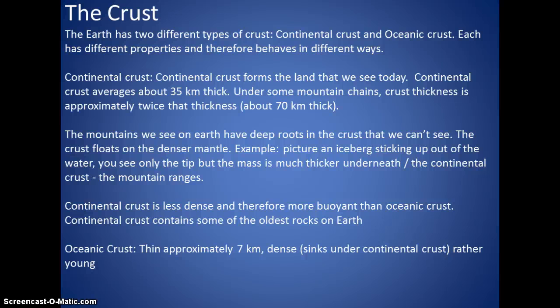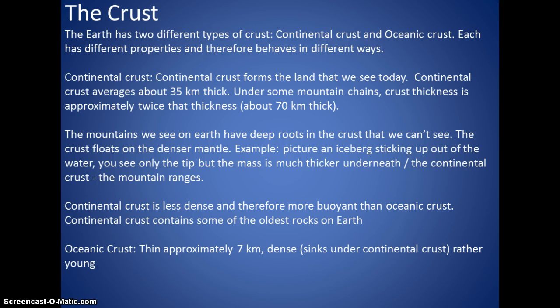The continental crust forms the land that we see today. The continental crust averages about 35 kilometers thick. Under some mountain chains, the crust thickness is approximately twice that amount, so it's about 70 kilometers thick. The mountains we see on Earth have deep roots in the crust that we can't see. The crust floats on a denser mantle.